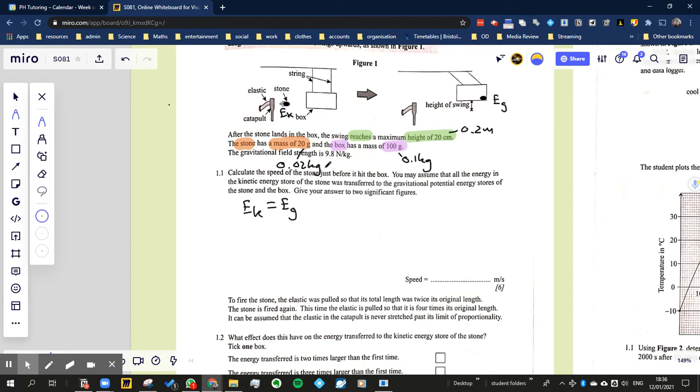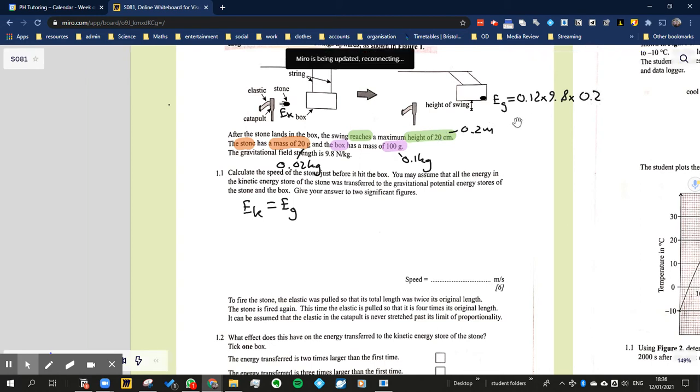And so from then on, we can just think about it in terms of meters and kilograms, okay? Because those are the standard units we must be using. So we can now work out the gravitational energy of the box and the stone together. So it's going to be equal to m, so 0.1 plus 0.02, so 0.12 times g, which is in this case 9.8, times the height, which is 0.2.